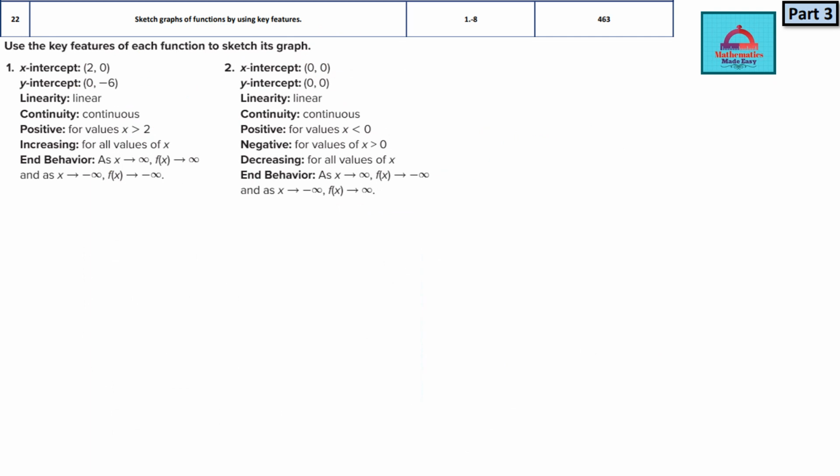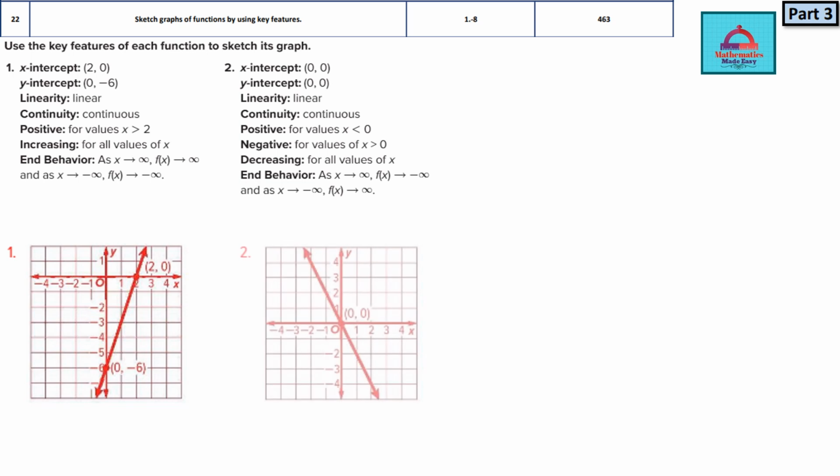So let's check the answer key for Learning Objective 22, questions 1 and 2. As you saw in the last slide, this is how we get the correct answer and sketch the graph.